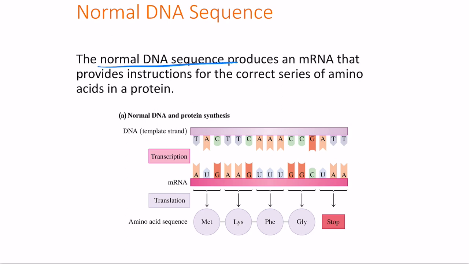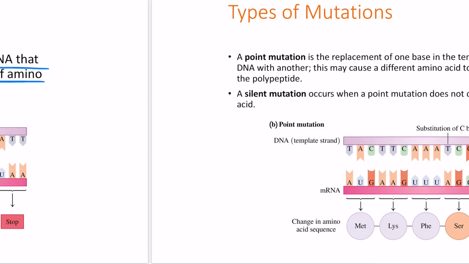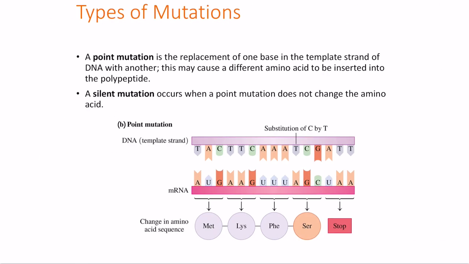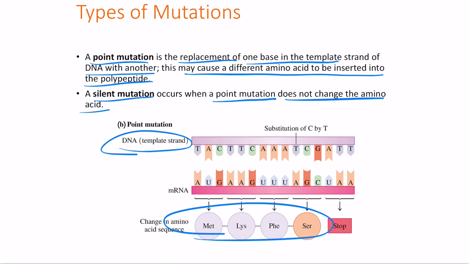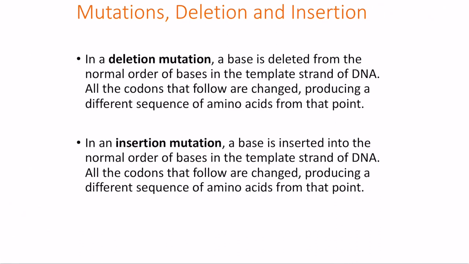Now, the normal DNA sequence produces the mRNA that provides instructions for the correct series of amino acids in the protein. If there is a kink in any of these processes, that ends up resulting in the formation of a mutation. A point mutation is the replacement of one base in the template strand of the DNA with another. This may cause a different amino acid to be inserted into the polypeptide. The other type is a silent mutation, when a point mutation does not change the amino acid sequence. A point mutation may alter the amino acid sequence because it changes the DNA, which changes the mRNA, and then ends up changing the amino acid.